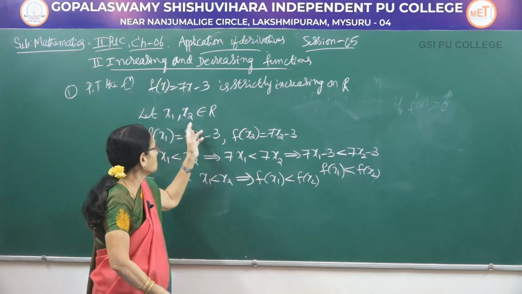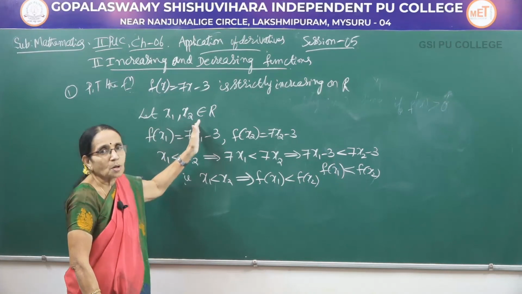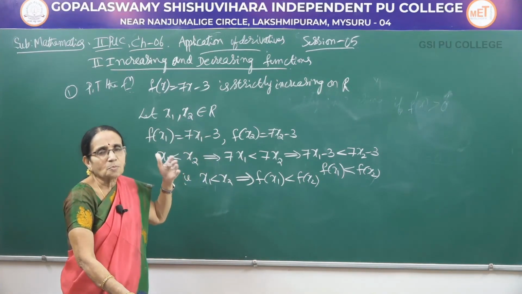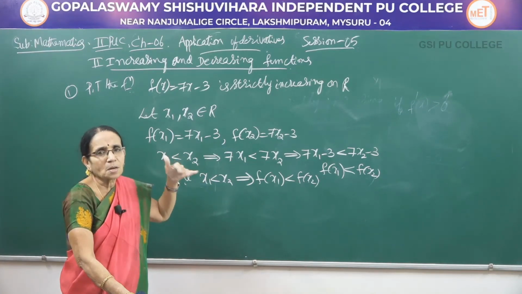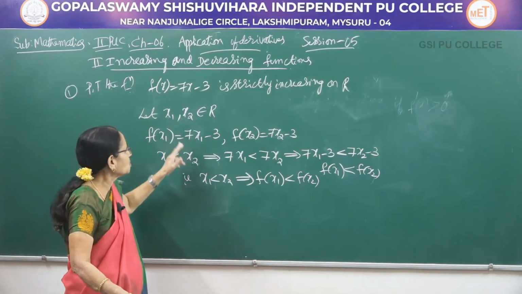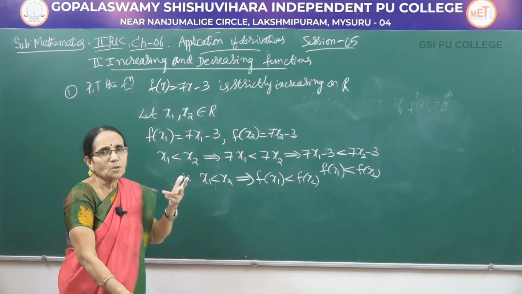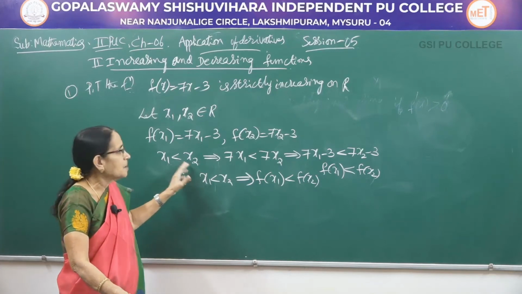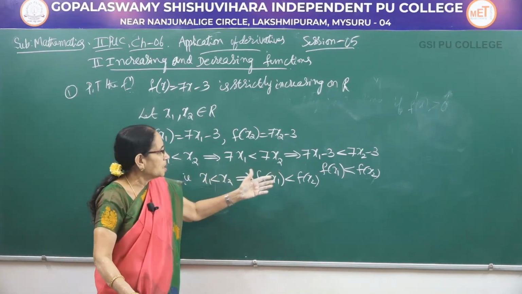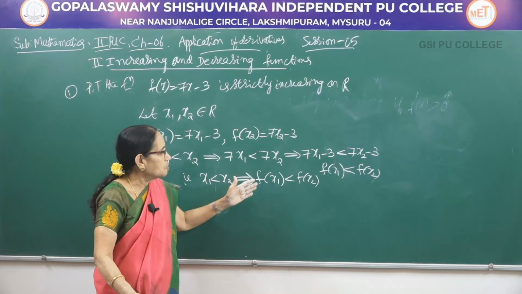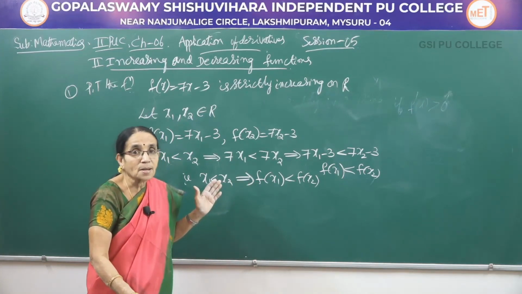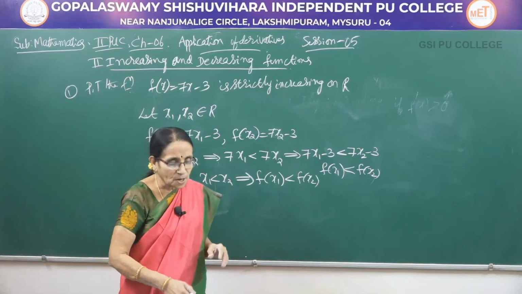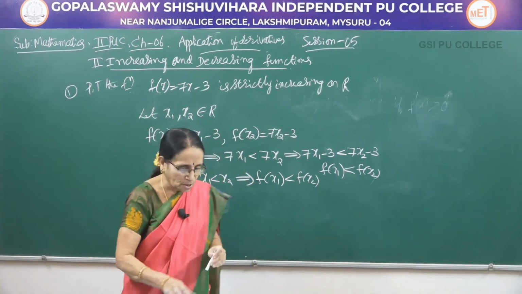I have taken two general points here. You can take 1 and 4, or minus 2 and 3. Any real number, that is positive, negative, integer, rational number, irrational number, anything you can take, one would be less than the other. Take two values which are not equal to each other, the smaller value and the bigger value. So that implies x1 less than x2 implies f of x1 strictly less than f of x2. So the conclusion is it is a strictly increasing function.